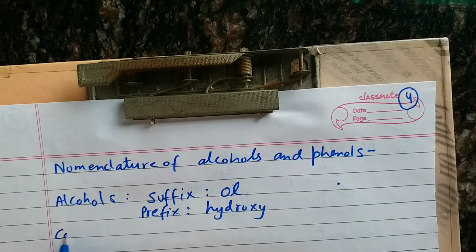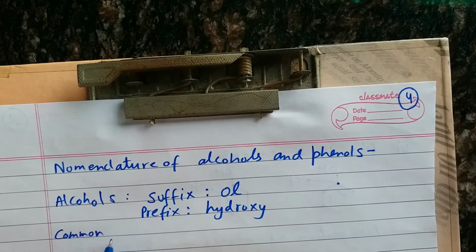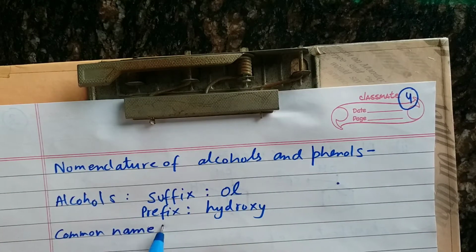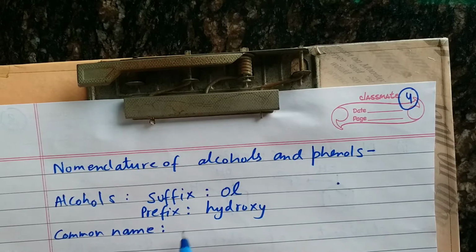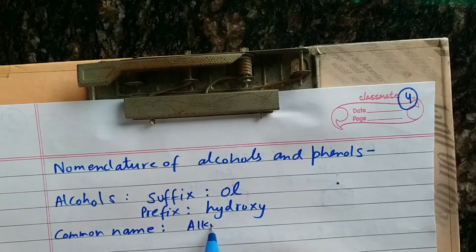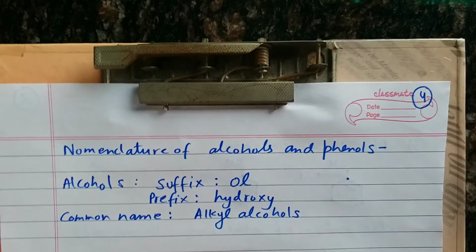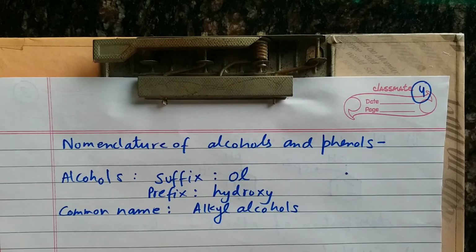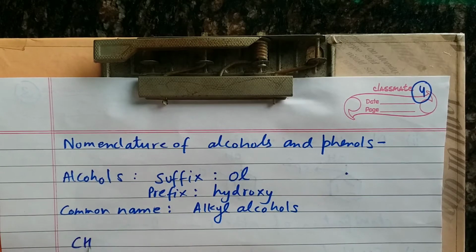And one more thing I'll tell you, that the common names of alcohols are written as alkyl alcohols. The common names are simply written as alkyl alcohol. So you write the name of the alkyl group that you see there and you add alcohol to it. For example, I'll give you a few examples of common names.